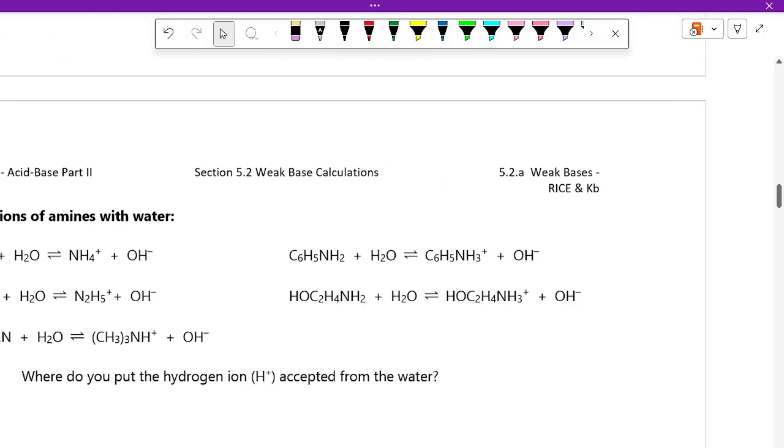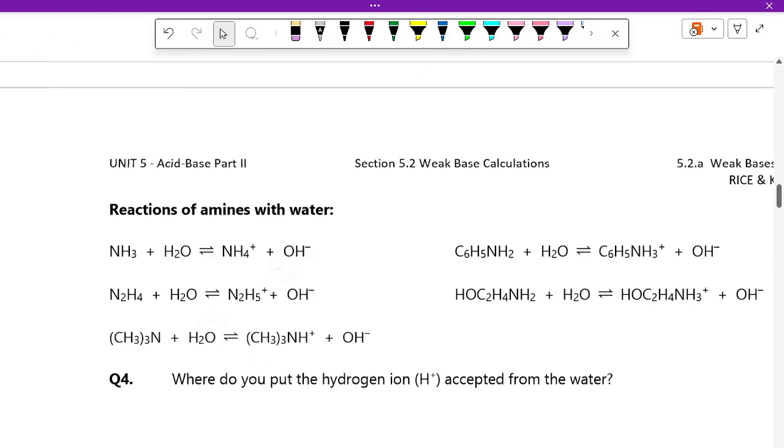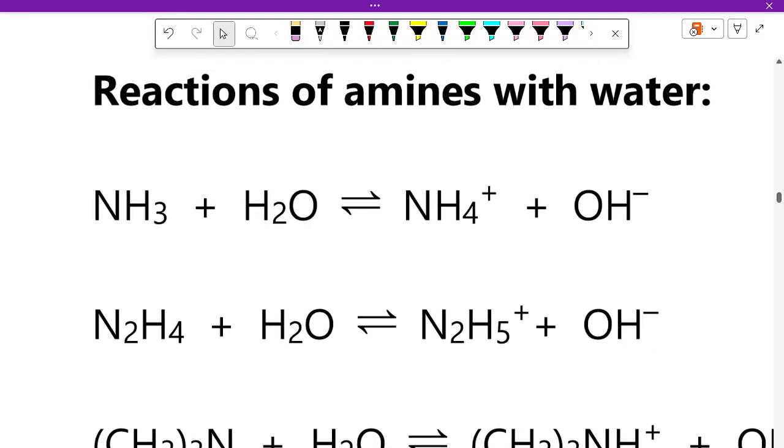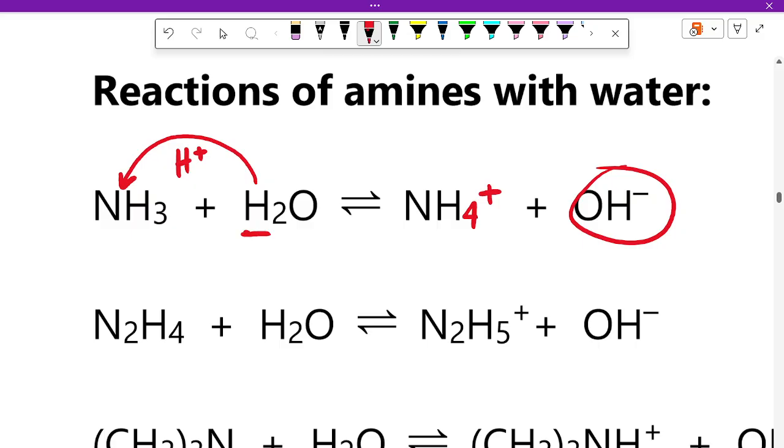All right. So here are the reactions of amines with water, and you should be familiar with this first one. We have NH3 plus water, and one of the hydrogens in water moves over to the NH3, and we end up with NH4 plus. And what's left over from the water? OH. So this is how they all work.